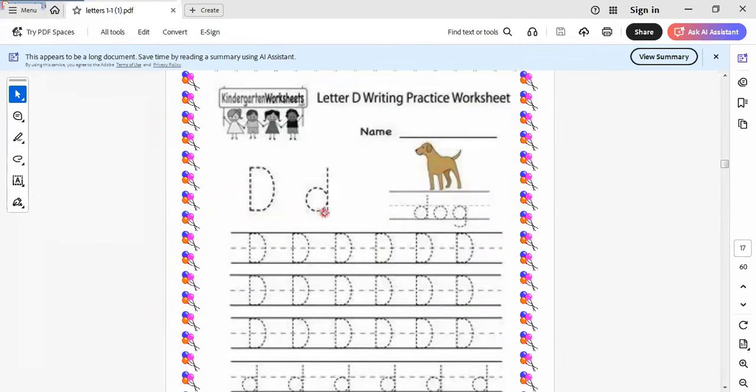Here is capital D and small d. D for what? D for dog. Here is dog written like this. This is called dog. How can I write capital D? Capital D is written like this. This is capital and this is small.